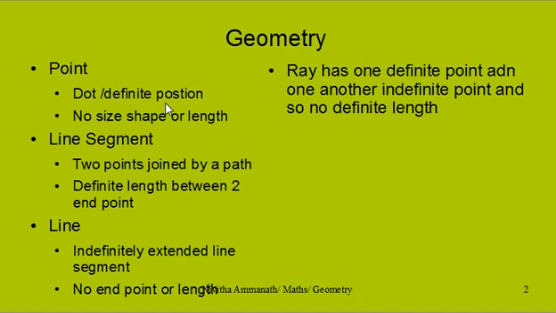We have seen a point is a dot with a definite position with no size or shape or length. A line segment has two points joined by a path, with definite length and definite endpoints. In the case of a line, it is indefinite: there is no endpoint or length. A ray has one definite point and another indefinite point, and so no definite length.